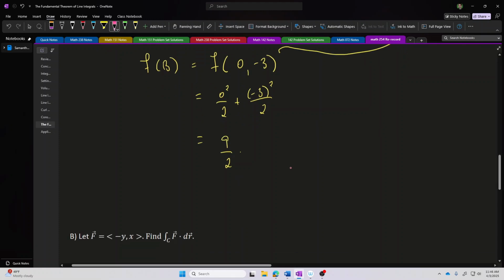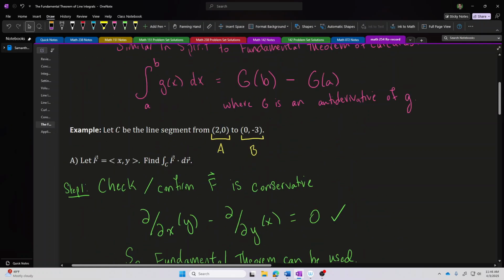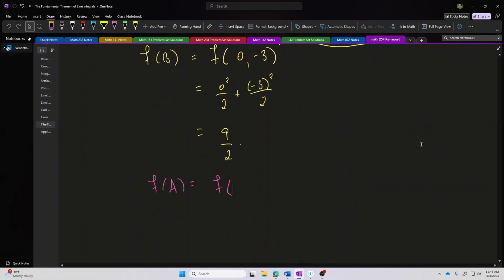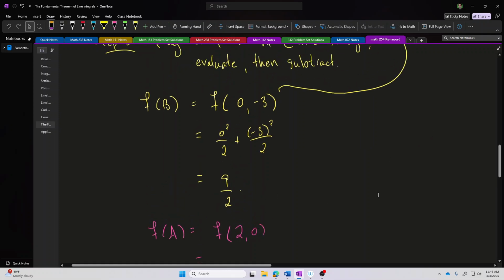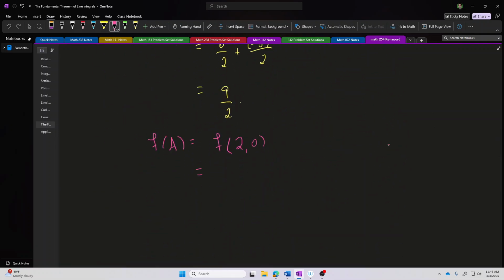If I do the same thing with the initial point along the curve, f evaluated at A, f evaluated at the curve's first position, which is 2, 0, then I would plug this x value and this y value into my potential function, which would give me 2 squared over 2 plus 0 squared over 2, result 2, I think.